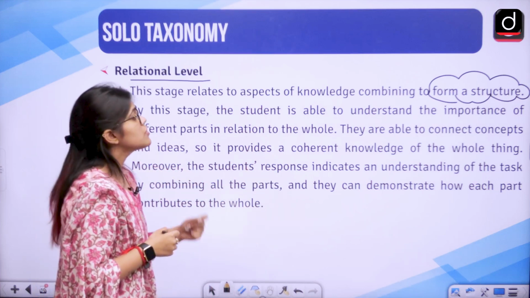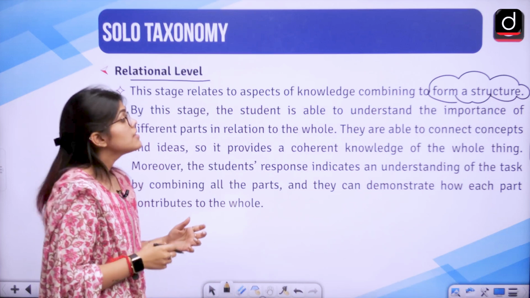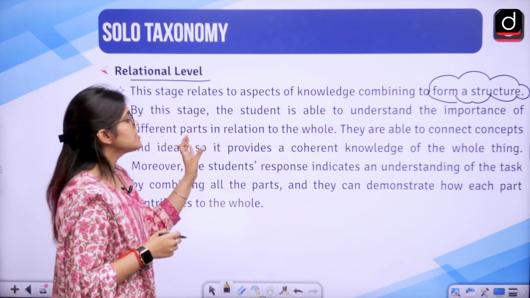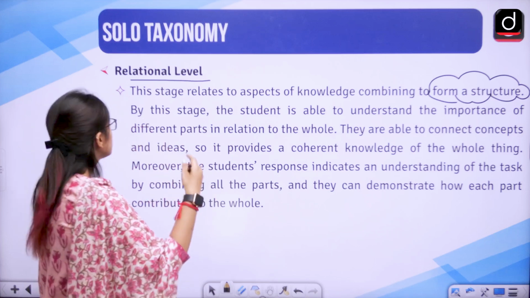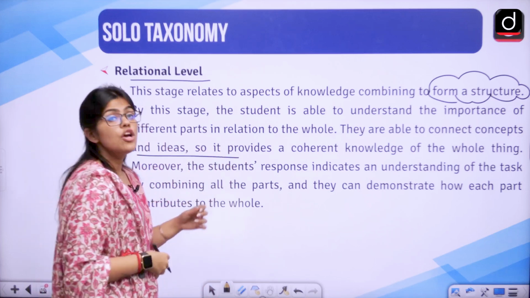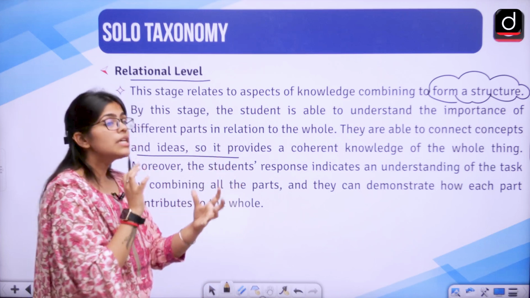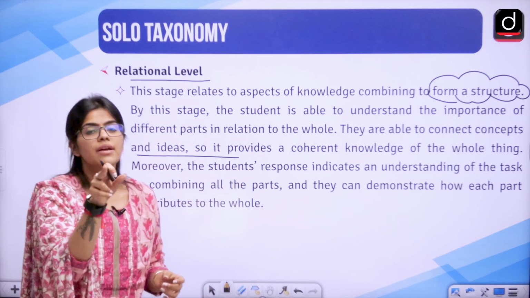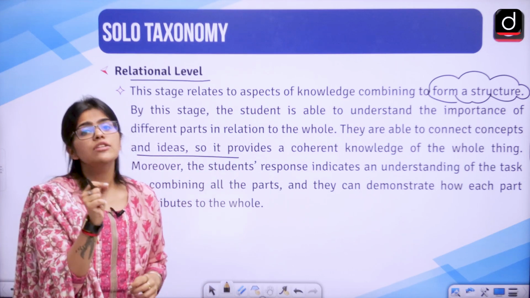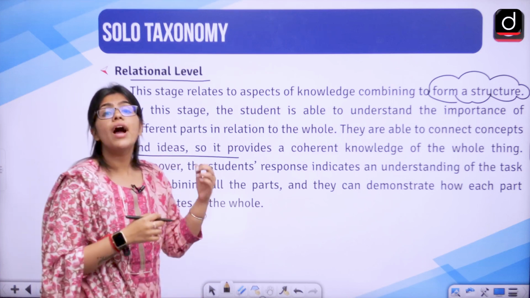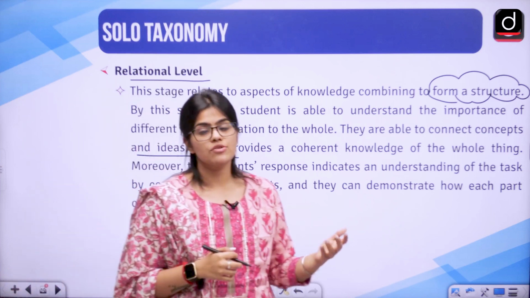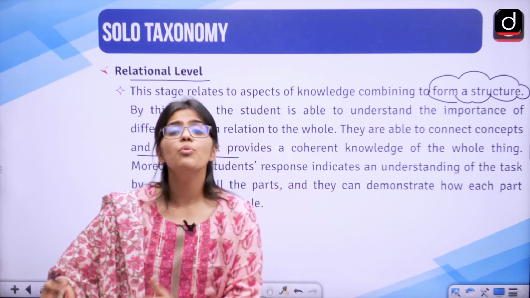By this stage, the student is able to understand the importance of different parts in relation to the whole. They are able to connect the concepts and the ideas. So it provides them concrete knowledge of the whole thing. Now they have the concrete knowledge of the whole thing that they are studying. Now they know why we use this Bloom's taxonomy. Why are the 3 domains there?